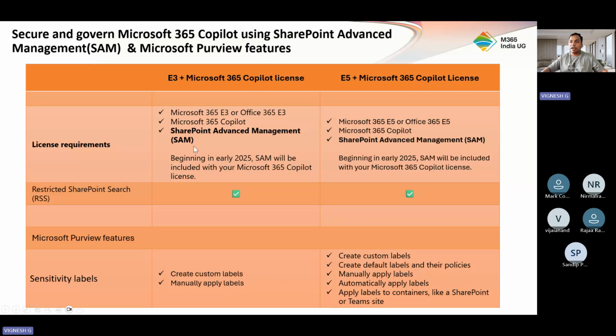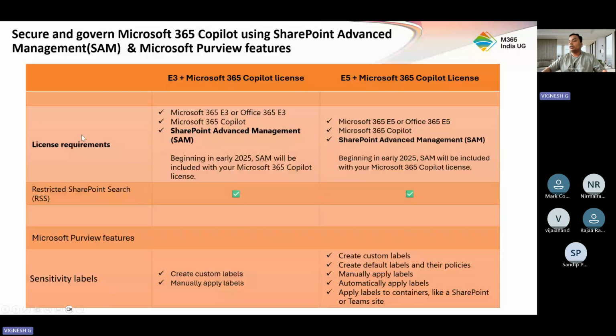So SharePoint Advanced Management is something that you get along with the Microsoft 365 Copilot license in itself. You don't need to purchase that separately. Starting from 2025, you get it. And of course, with E5 also, you're going to get the SharePoint. It's not an E5 thing, I'm sorry. With the Microsoft 365 Copilot license, you would get the SAM also. So just to be very clear, the Microsoft 365 Copilot license is going to give you SharePoint Advanced Management.